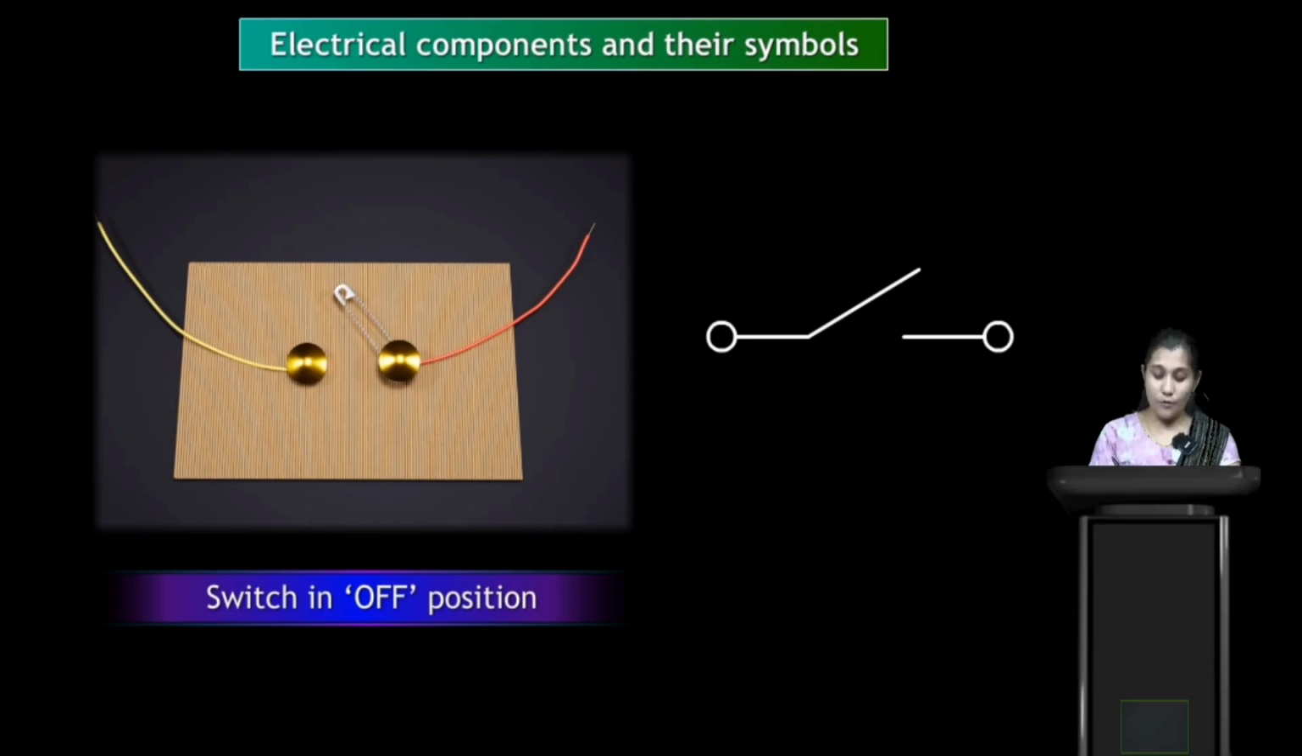See. So before it was a what? It was a straight line. Between the two dots we give a straight line. That means what? The switch is in on position. And when there is a gap in between the two straight lines, see this part is a gap. So when there is a gap between the two straight lines, then we consider it as a switch in off position. Okay.